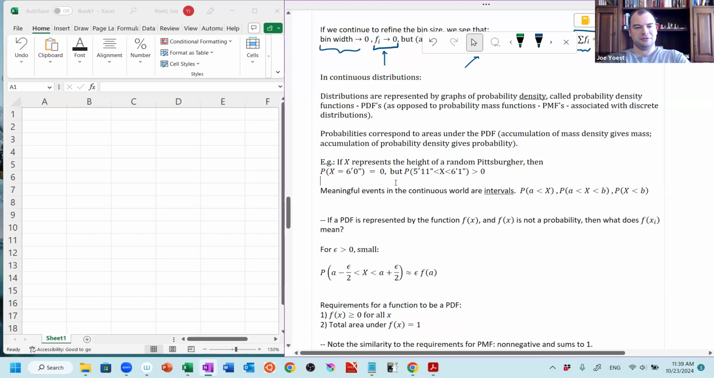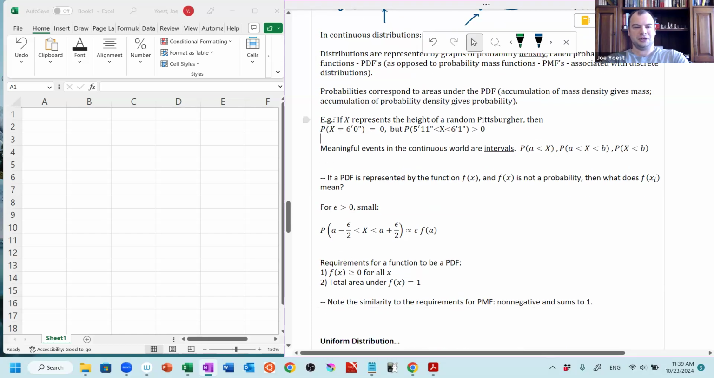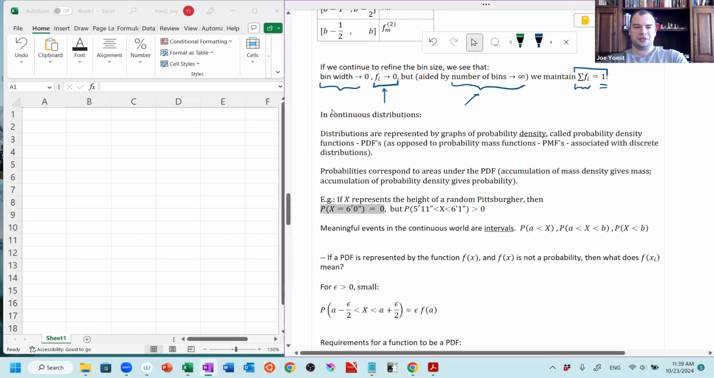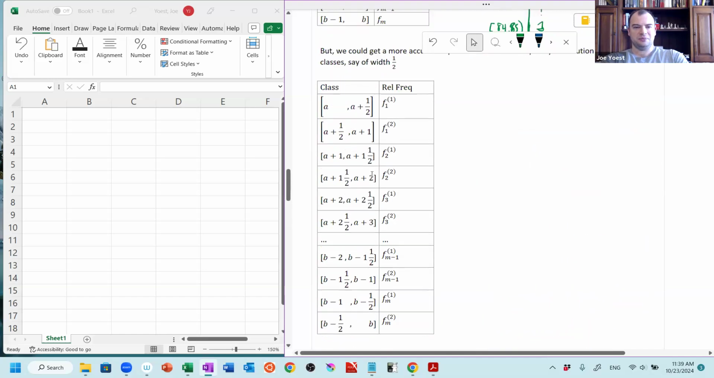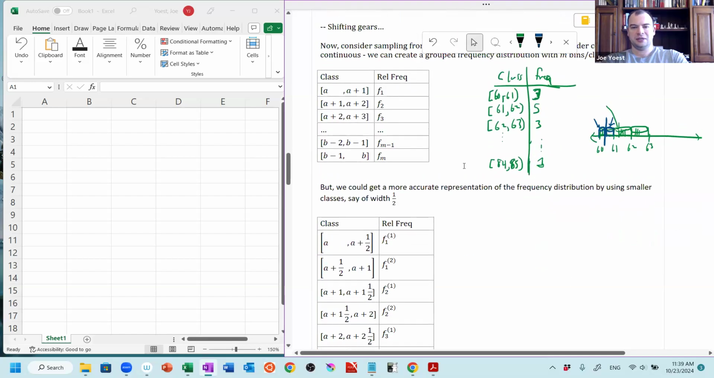This has a couple of interesting results. So for instance, if X represents the height of a random Pittsburgher, then the probability that X equals 6 feet 0 inches is 0 in a continuous distribution. That's the perspective here in continuous distributions. This probability would be exactly 0. Why is that? Why is this a sensible thing to say?